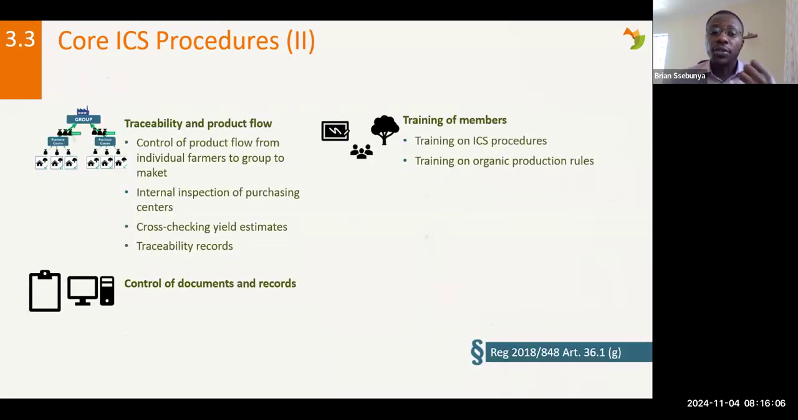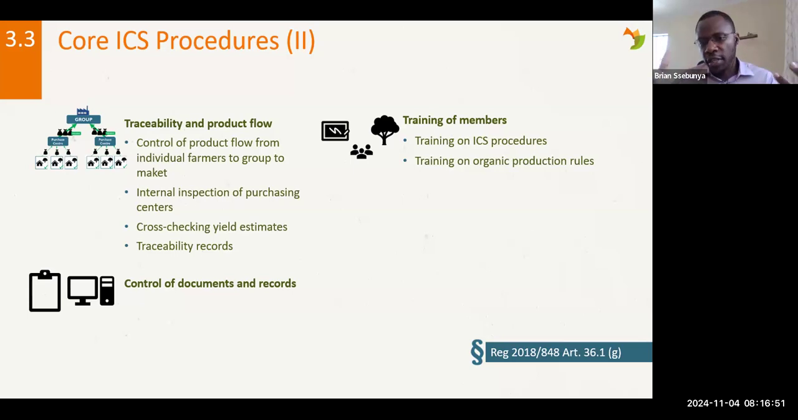Then another core one is around traceability and product flow. This applies whether you're a group, and I think, Fred, you were asking me about companies, I think this also applies. How does the product move? How is the traceability? How is the coding, the farmer coding, the documentation? What records are written by who, etc. There's also internal inspection of purchasing, as I'll mention when we discuss internal inspection in detail. All purchasing points have to be visited as well, with yield estimates and traceability records.